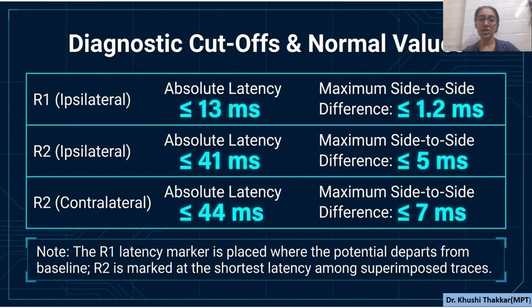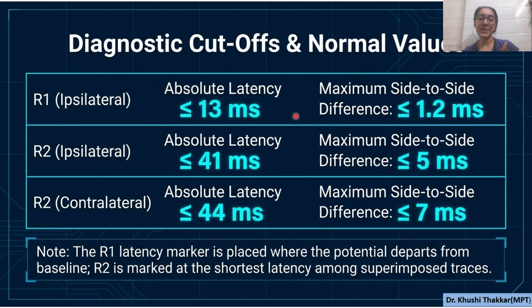Then our diagnostic cutoffs and normal values. This is a must know part because it is going to help you interpret your reports while you read. First is R1 ipsilateral. We know the pathway is shortest, so the absolute latency is going to be short. It is less than or equal to 13 milliseconds. You always stimulate both sides, that is, the right side supraorbital nerve, and get the entire results. You also stimulate the left side supraorbital nerve and get the entire results, and then you compare R1 bilaterally. So the maximum side to side difference should be less than or equal to 1.2 milliseconds. Sorry, excuse me for that.